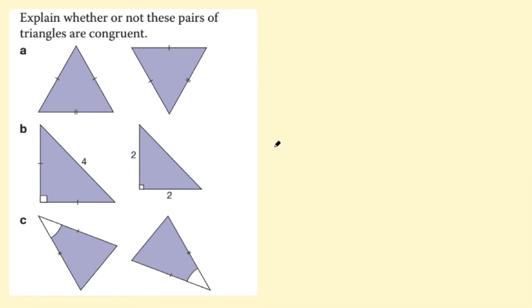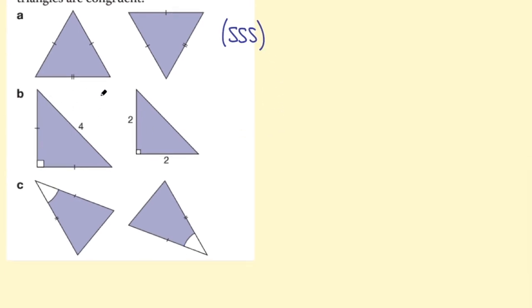So, explain whether or not these pairs of triangles are congruent. We can see the very first rule of congruence is side, side, side. So if all of the sides are equal, then the triangles must be congruent. So we can say yes, side, side, side.